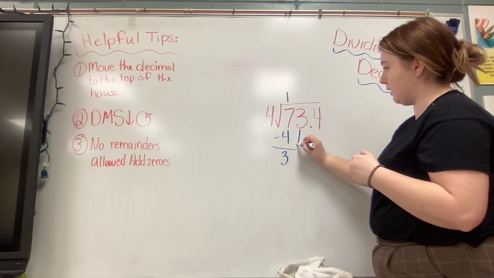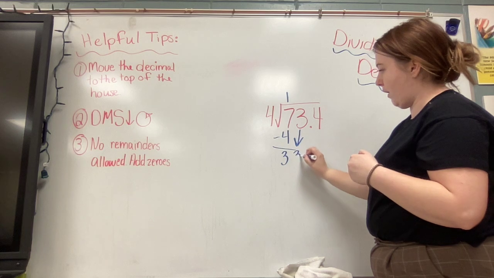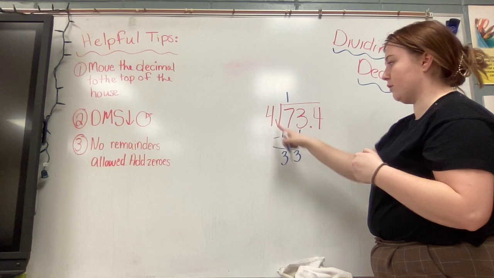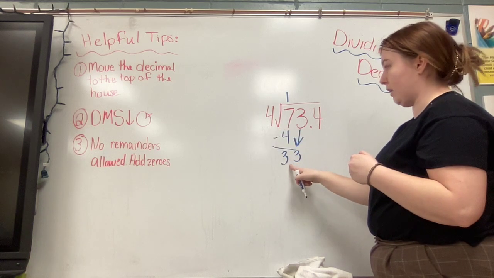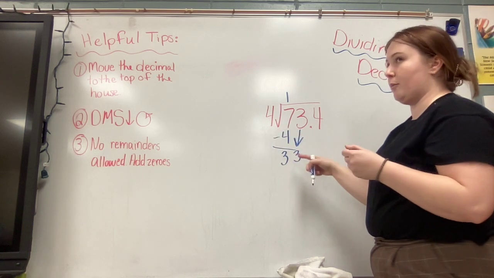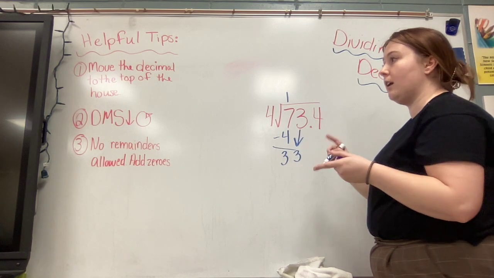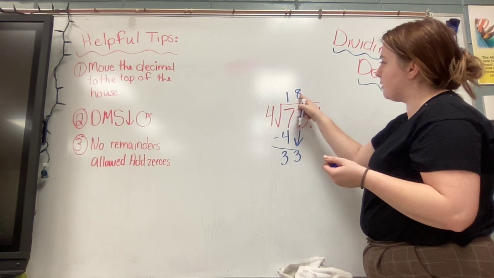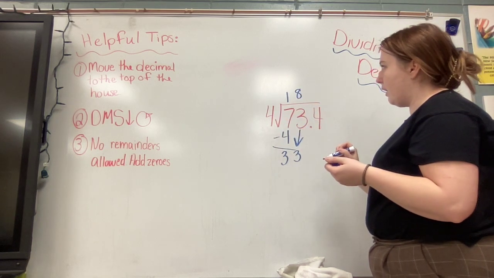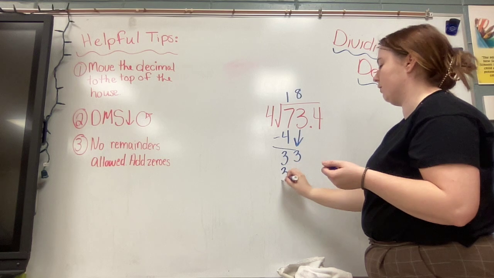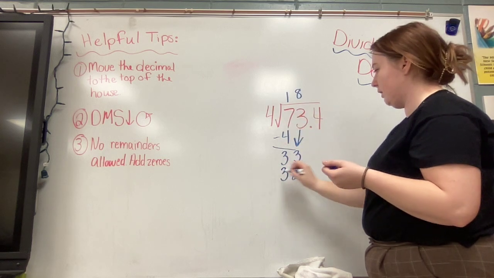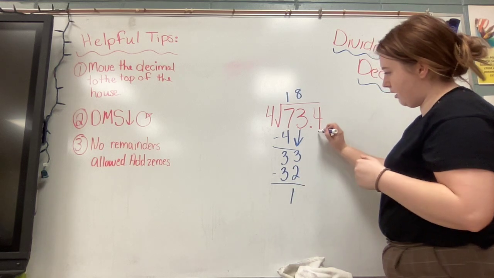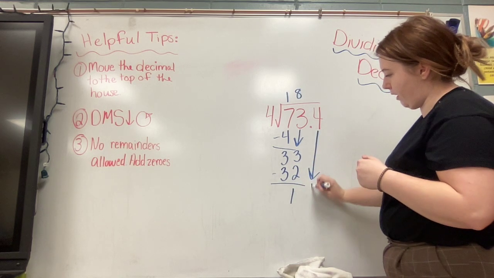Okay, next step is to bring down. Now I have 33. Now I look back at my divisor and I say, how many times does 4 go into 33? I think about it, I remember my multiplication facts, and I'm going to go with 8. So 8 times 4 is 32. I get 1 as my answer, and now I bring down my 4.